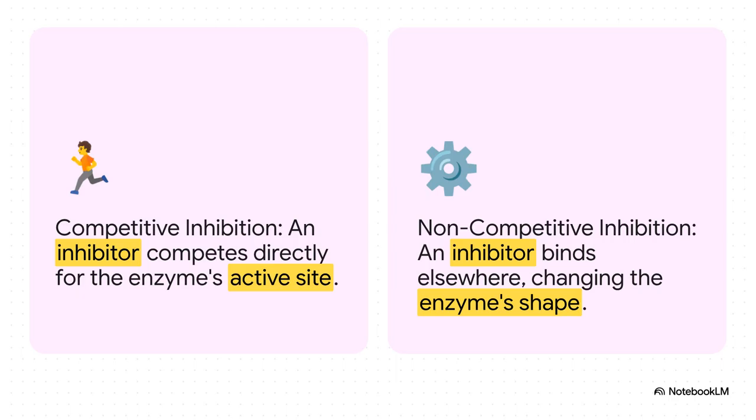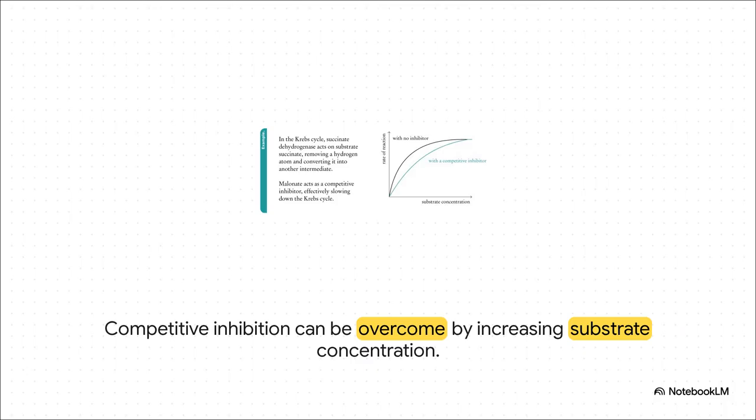Then there's non-competitive inhibition. Here, the inhibitor doesn't block the front door, it binds somewhere else on the enzyme, which causes the whole thing to change shape, making the active site useless. This graph really shows competitive inhibition in action. You can see with the inhibitor, the reaction starts out way slower. But, and this is the key part, if you just keep adding more of the real substrate, you can eventually hit that top speed. You're basically just overwhelming the inhibitor. It's a numbers game, and eventually, the real substrate wins.